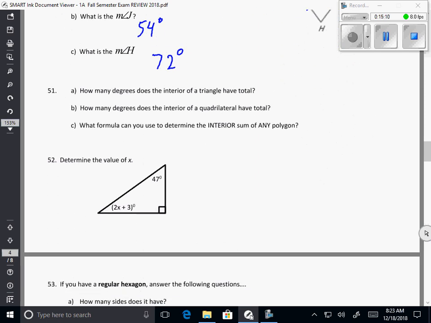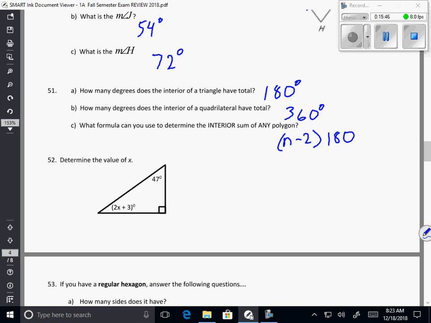51. How many degrees does the interior of a triangle have total? 180. How many degrees does the interior of a quadrilateral have total? Now, you can say it. 360. What formula can you use to determine the interior sum of any polygon? n minus 2 times 180. That'll work for a triangle, that'll work for a quadrilateral, and any other type.